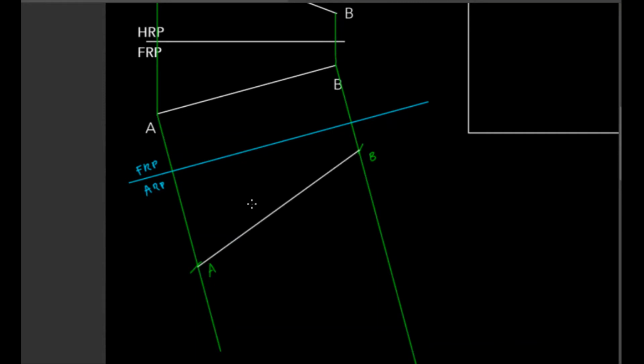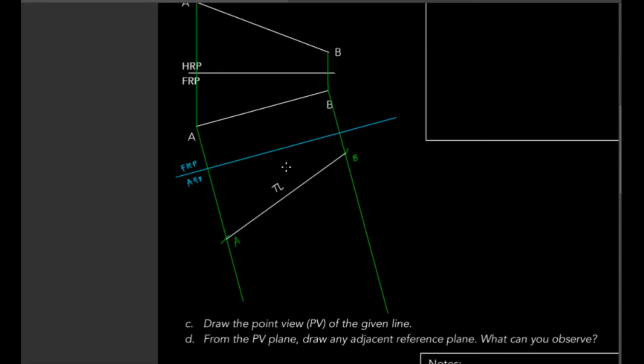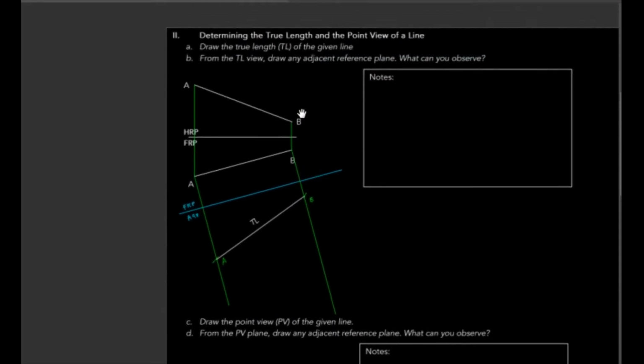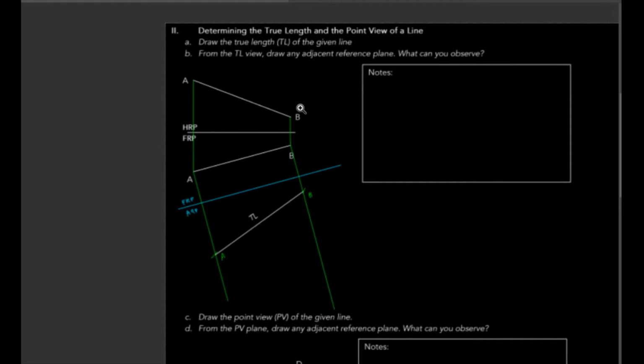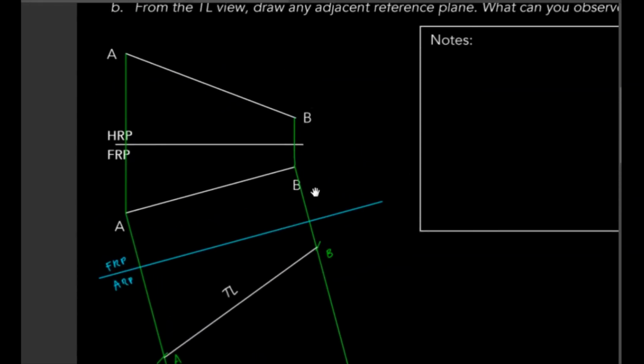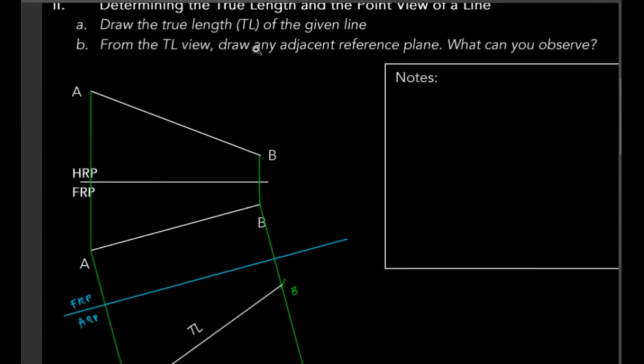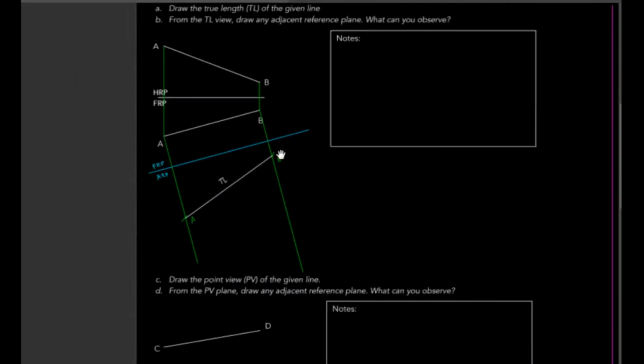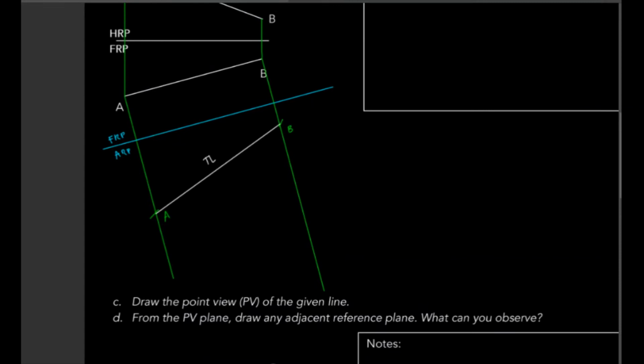This is the true length, and when we have a true length, we usually write TL above or below the line to signify that it is in its true length. Okay. Now let's do an experiment. From the TL view, let's try to draw any adjacent reference plane and look at what we can observe. If you draw a random reference plane, say for example this reference plane right here.